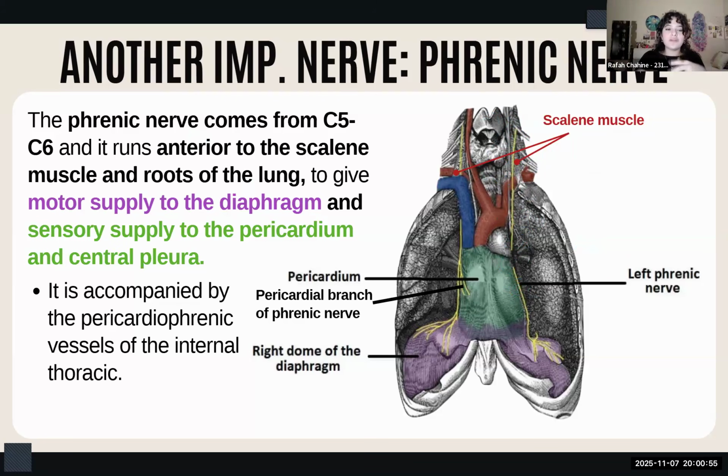What is the root of the lung? The root of the lung is also called the hilum of the lung. That is where the bronchus, the pulmonary veins and the arteries go inside. We're going to call that the root. So the phrenic nerve goes anterior to the scalene muscle and then anterior to the root of the lung. What does it supply? It supplies the pericardium with sensory supply, and it also gives motor supply to the diaphragm. It is accompanied by the pericardiophrenic branch, because it also supplies the pericardium. I added the line here to show you the pericardial branch.